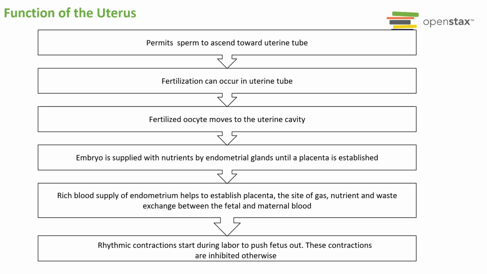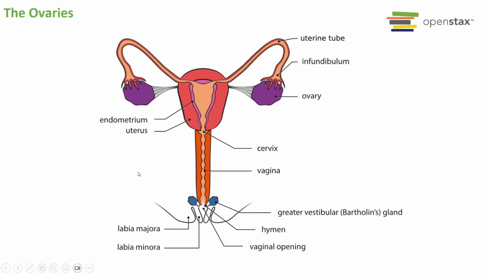We've also mentioned that it is the myometrium that plays a role in rhythmic contractions during labor to assist with childbirth. Otherwise, these types of contractions are inhibited. And that brings us specifically to the ovaries.